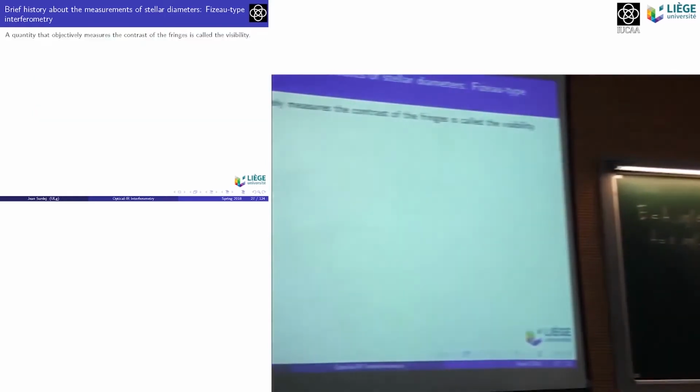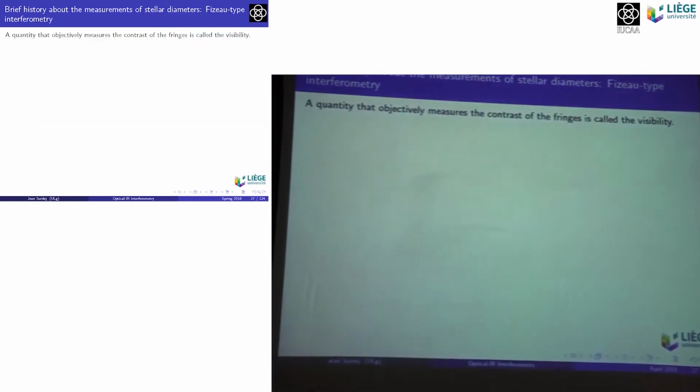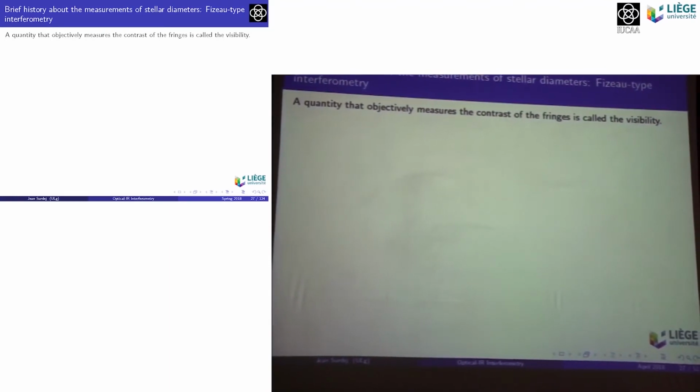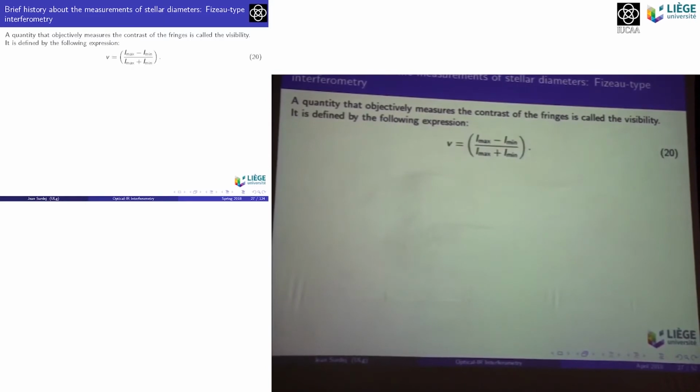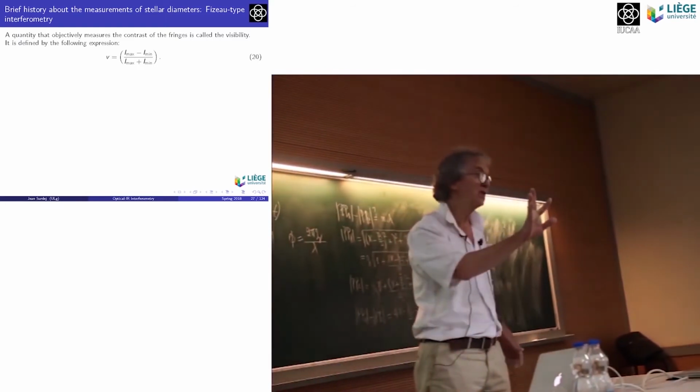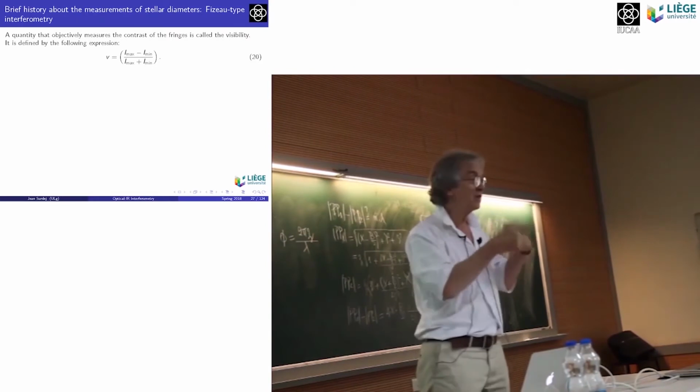Now, a quantity that objectively measures the contrast of the fringes is called the visibility. And what is the visibility? It's the following quantity. It's the maximal intensity of the fringes, minus the minimum intensity of that fringe, which is darker, divided by the sum of the two.